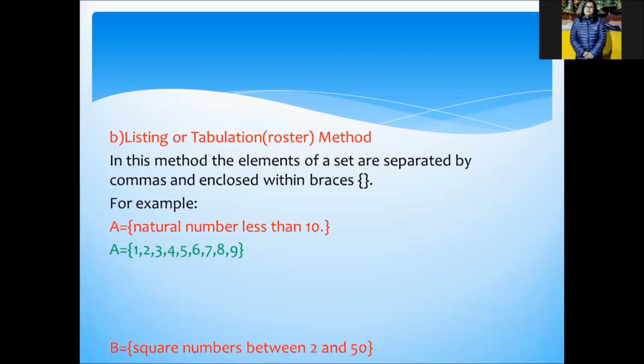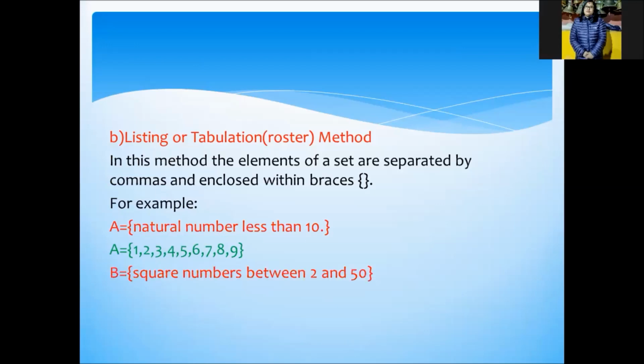Similarly, next example, set B. This is also written in the description method, which is square numbers between 2 and 50. Let's see it in the listing method. B is {4, 9, 16, 25, 36, 49}. Let's go to the next method.